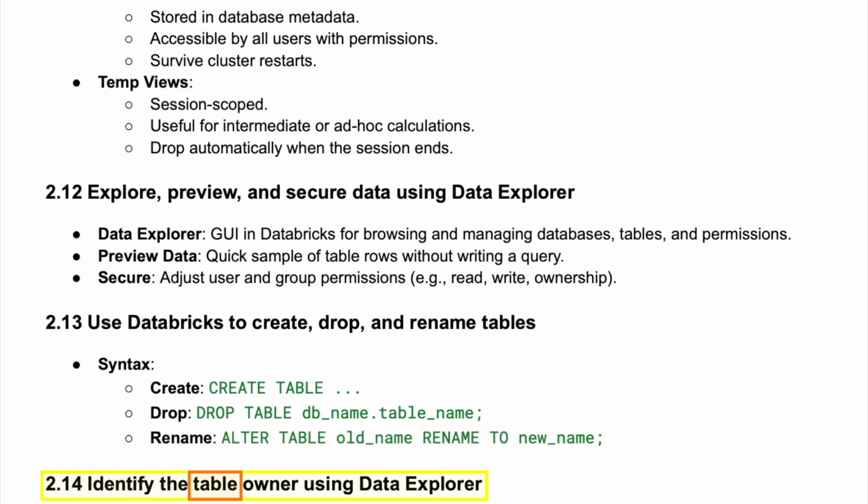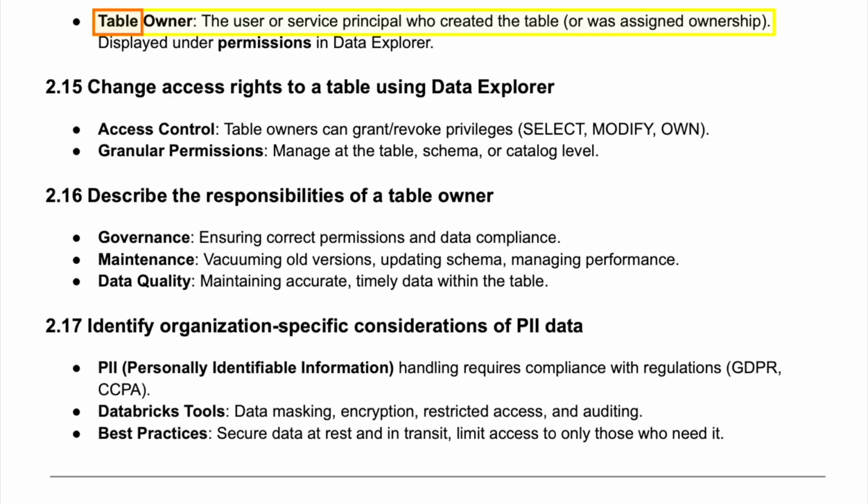2.14 Identify the table owner using Data Explorer. Table owner: the user or service principal who created the table or was assigned ownership. Displayed under permissions in Data Explorer. 2.15 Change access rights to a table using Data Explorer access control. Table owners can grant and revoke privileges: select, modify, own. Granular permissions, managed at the table, schema, or catalog level.